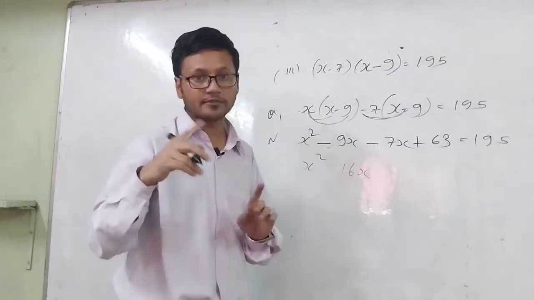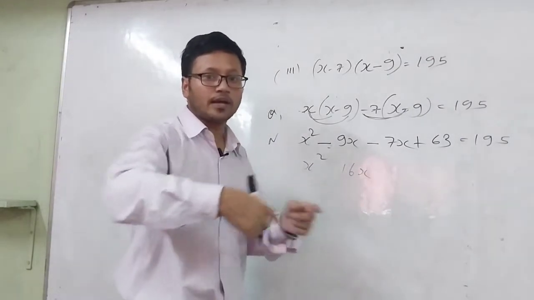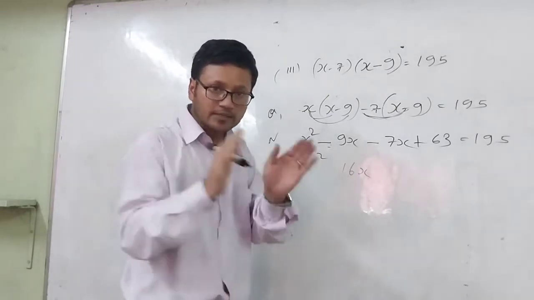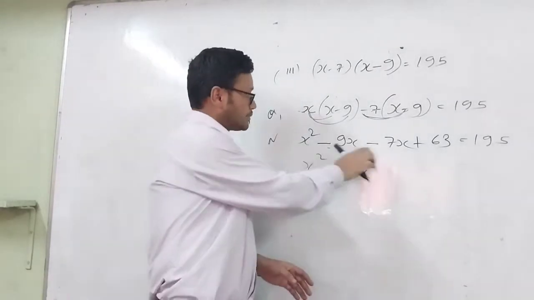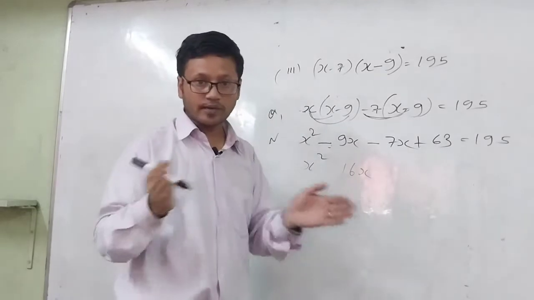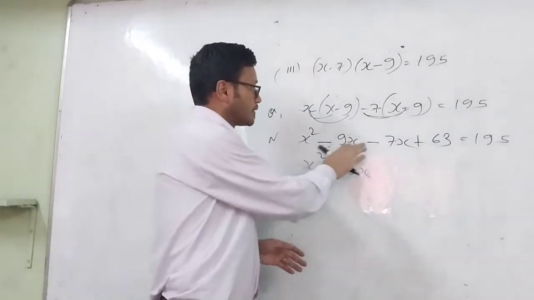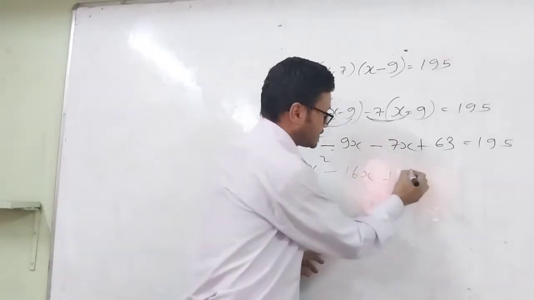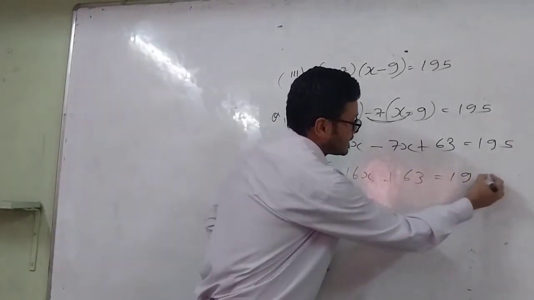The sign will be minus. No need to say minus into minus plus, we are only calculating by seeing the sign. That means minus minus you need to add. When you add it becomes plus, 9 plus 7, 16x, and you need to write minus. Again plus 63 equals 195.